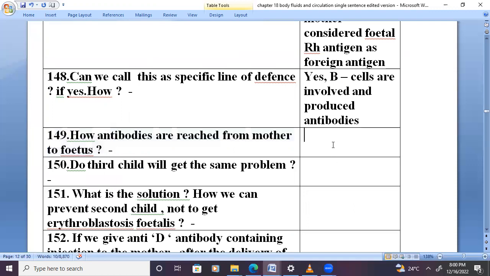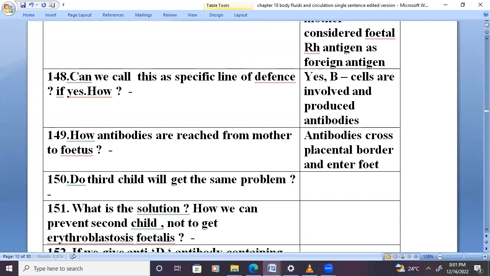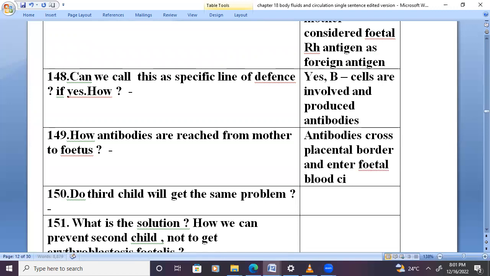How do antibodies reach the fetus from the mother? IgG antibodies, which are very small, cross the placental barrier and enter the fetal blood circulation. Will the third child get the same problem? Yes. From the second child onwards, hemolytic disorder of the newborn baby.